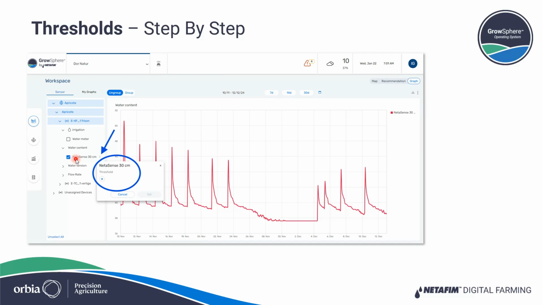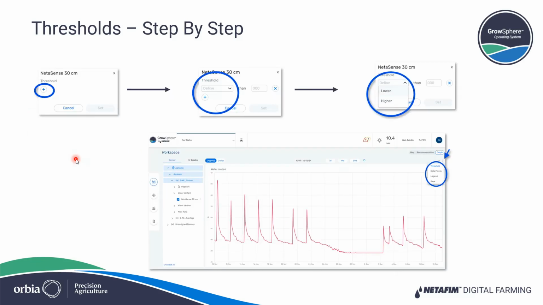Now, the threshold allows me to actually create ranges. So I can define what will be the upper range or the lower range, and then I will keep myself in between the lines. So first of all, this is how it is done. Very easily, you can define. If you want lower, you can put the value here, and then you go to higher and put another value.